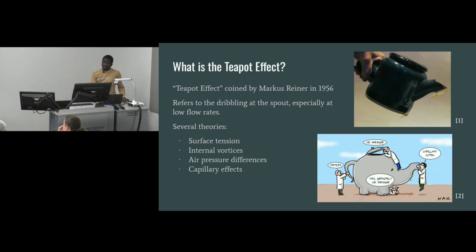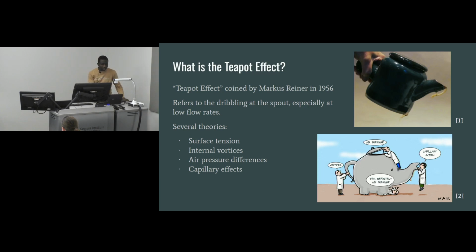We have the air pressure differences as well. If the spout is narrow... like you place your cup on the white table, you notice that the tea spills on the table, especially when you're using the kettle, because not everything that is coming out of the kettle is going into the cup. Some of it comes out onto the table, and it's because of these internal vortices, the swirling current.